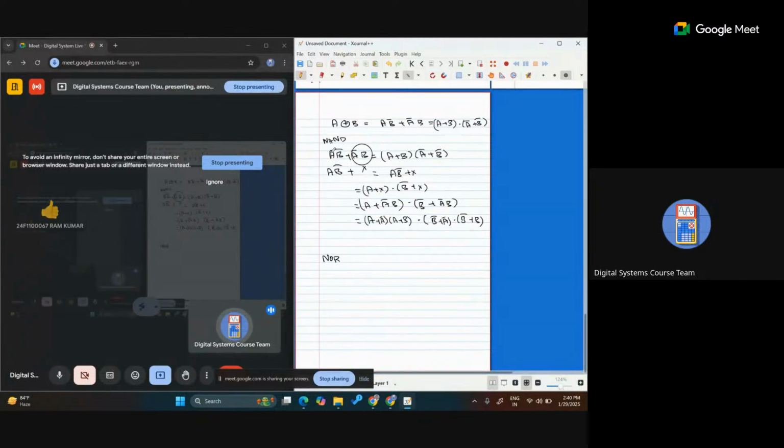A bar plus A is 1 or 0? It is 1. If it were 0, the entire term would be cancelled. So it is 1, and that's why I'm simply neglecting it. 1 dot anything is itself. So finally it is equal to A plus B times A bar plus B bar. Is it okay? Yes, sir. Again this can be written as A plus B times A B the whole bar, by De Morgan.